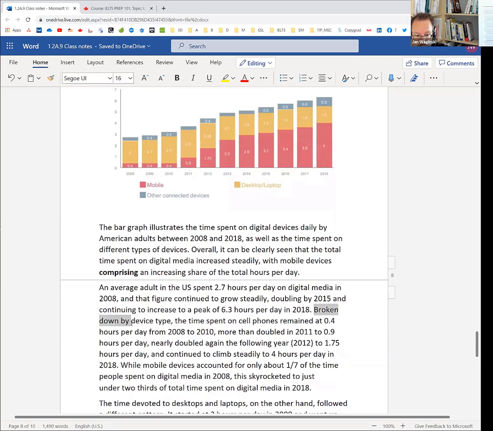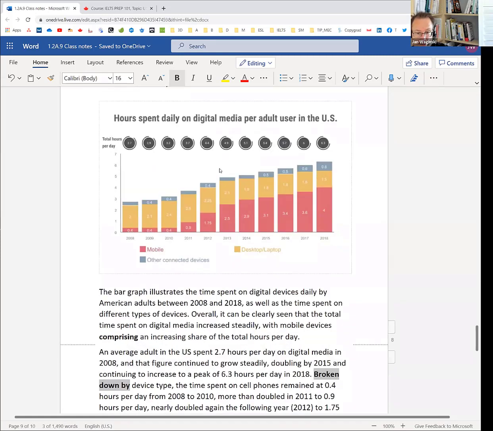Broken down by device type. This is a good phrase if you've got a situation where you've got a total number of hours, which is broken down into its constituent parts. The time spent on cell phones remained at 0.4 hours per day from 2008 to 2010. That's this one. Thank you for catching that.